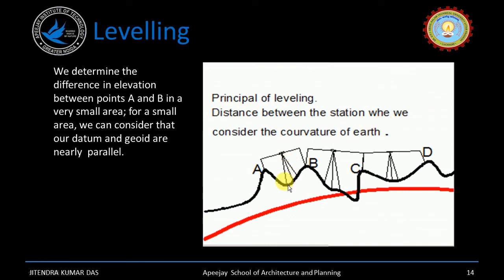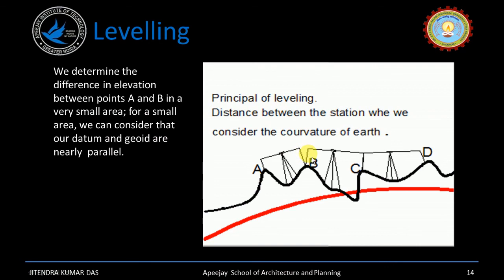Next, the situation is different. There are station A and station D, and we have to find the relative levels of A and D. And A and D are considerably far apart, the station distance is high. So in that situation, we cannot ignore the curvature of Earth, the curvature of the geoid, and we know that the line of sight is always a straight line. So how can we perform the leveling and how can we apply the principle of leveling?